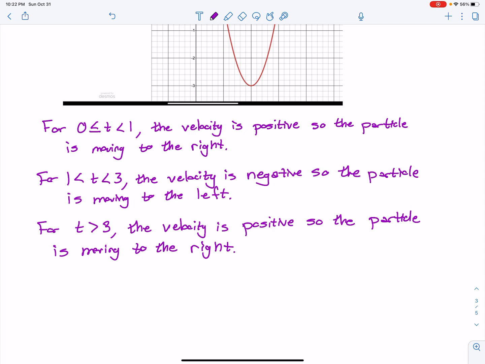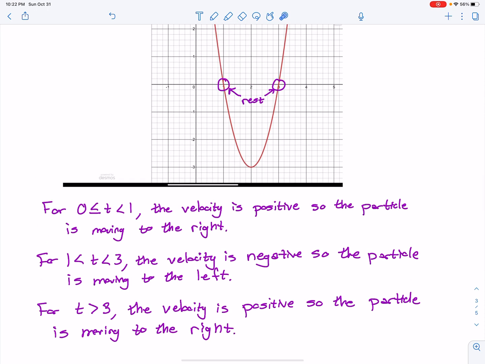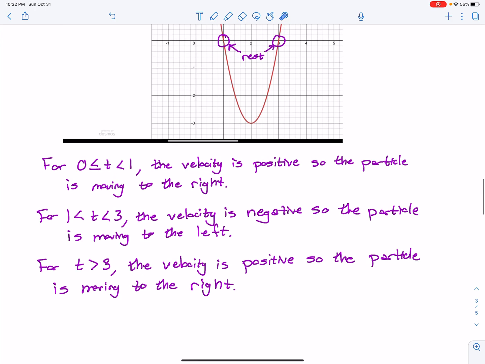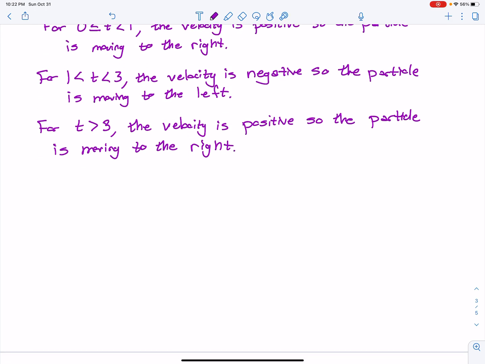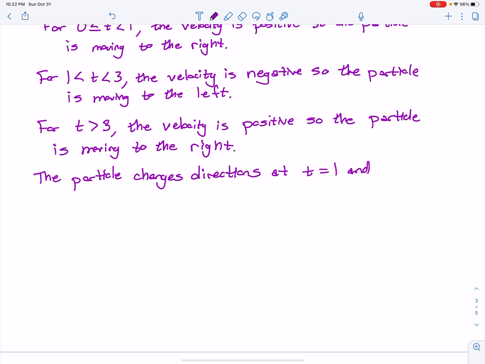And then we also wanted to know at what values of t does the particle change directions? Well, the particle changes directions after it's been at rest at 1 and 3 seconds. We went from moving to the right to moving to the left to moving to the right. So the particle changes directions at t equals 1 and t equals 3.